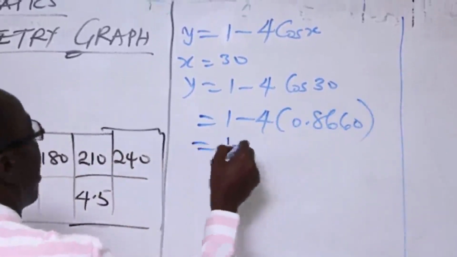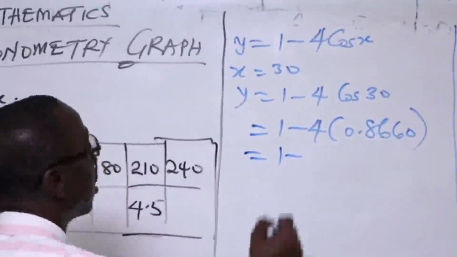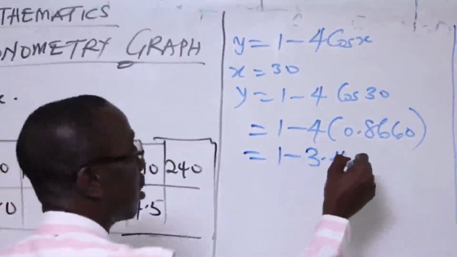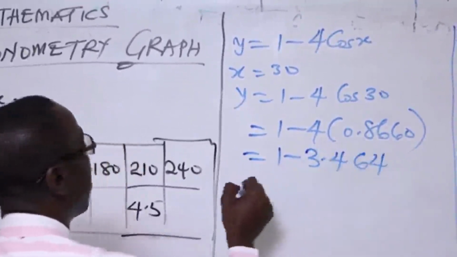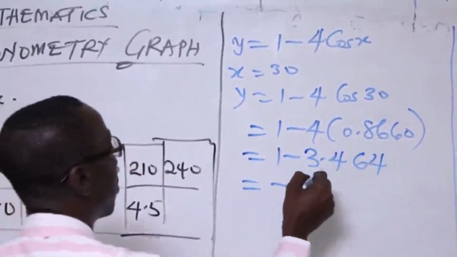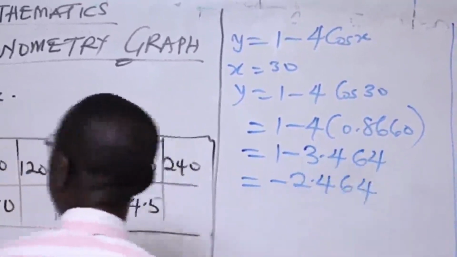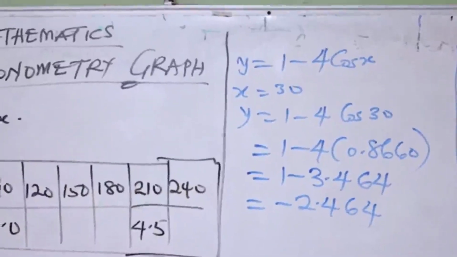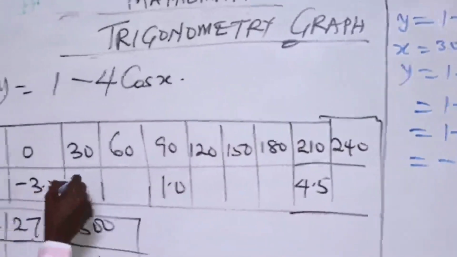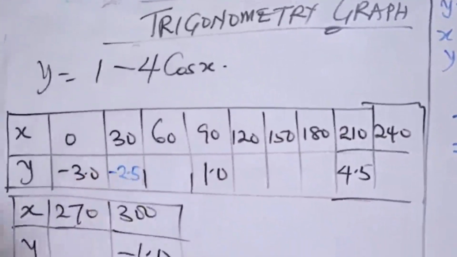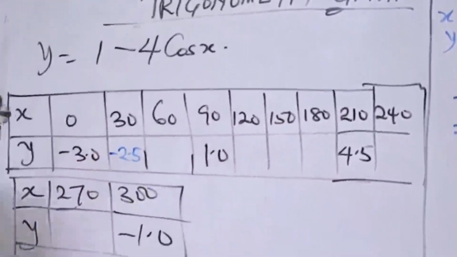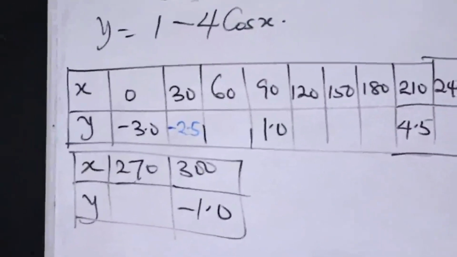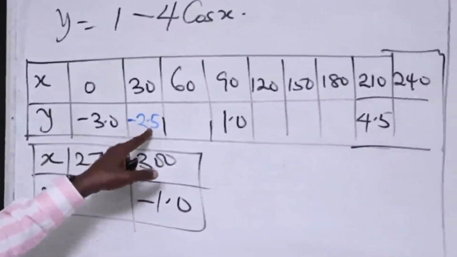And what is that? 1 minus 3.464. And that would be minus what? This should be to 2 decimal places is what you are recording on your table, so minus 2.5. So I mean to 1 decimal place, sorry. To 1 decimal place is what you are recording, so it should be minus 2.5.